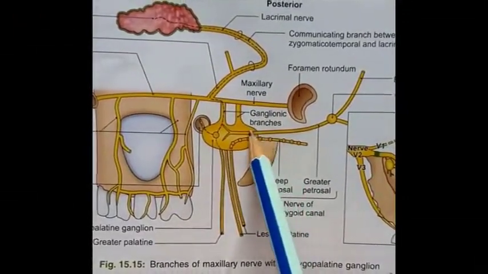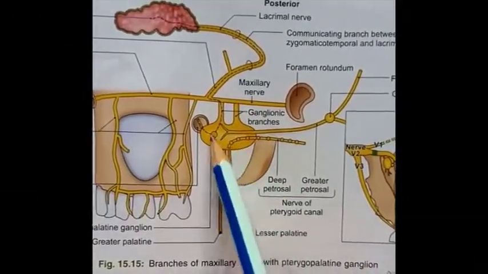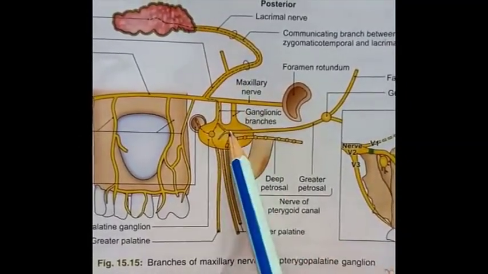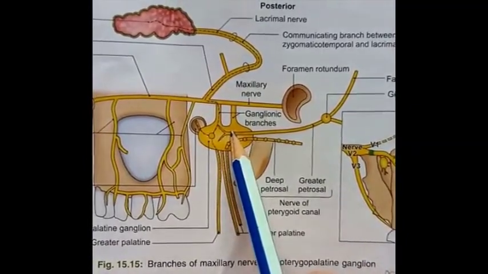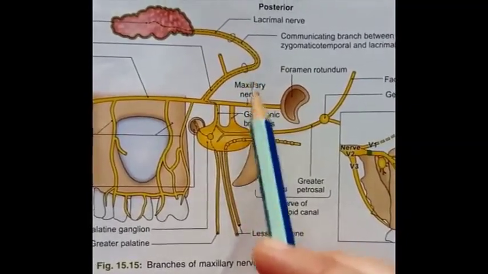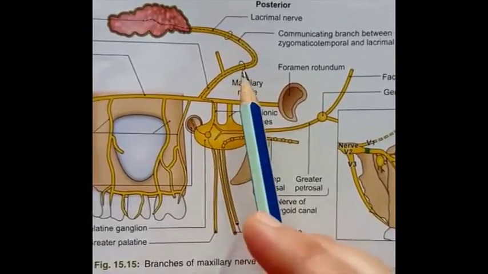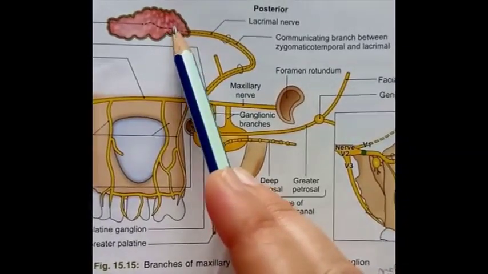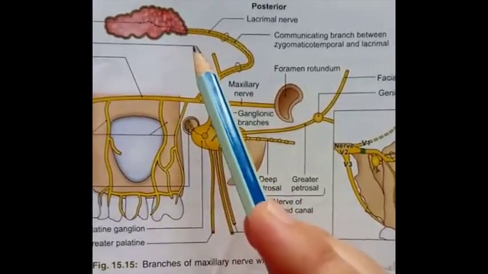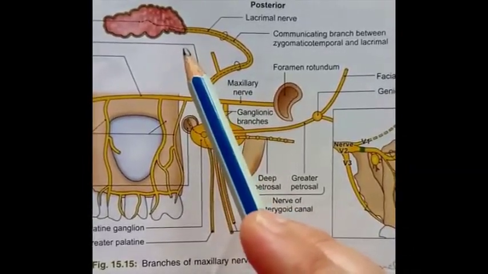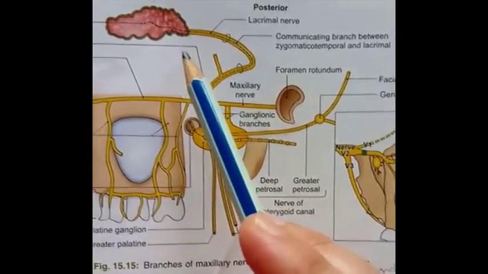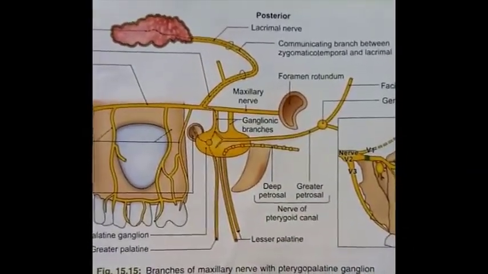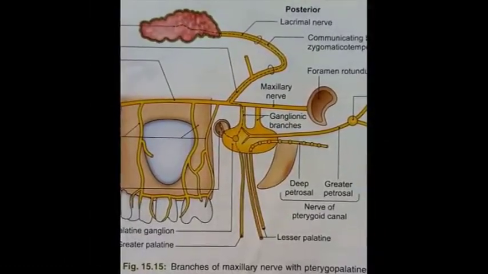The fibers of the nerve relay their information in this ganglion, and then the postganglionic fibers begin from this ganglion. These proceed further. These are now the postganglionic fibers, and they supply the secretomotor nerve to the lacrimal gland. These also supply the mucous glands of the nose, paranasal sinuses, palate and nasopharynx through different branches. Means parasympathetic supply is given to all these structures.